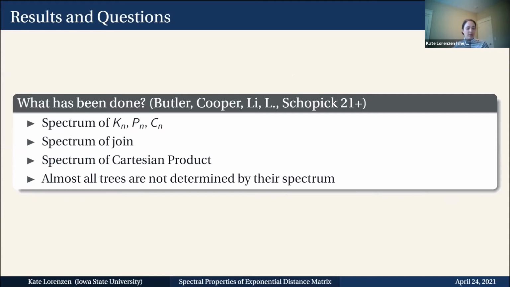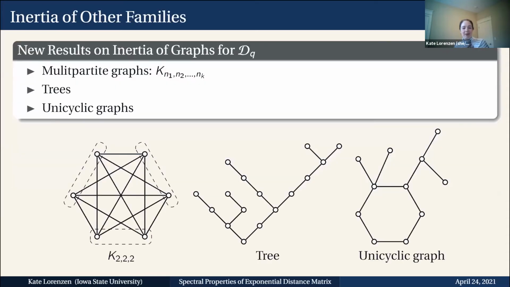Some new things that I've been working on that we're going to talk a little bit more about are results around inertia. So no longer completely classifying the spectrum, but instead looking at a larger trend of the spectrum when we look at inertia. Again, inertia is this tuple of the number of negative, 0, and positive eigenvalues. So I looked at 3 families of graphs: complete multipartites, trees, and unicyclic graphs. And we're just going to focus a little bit more on unicyclic graphs.